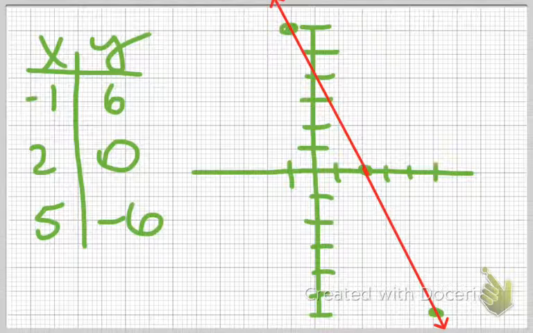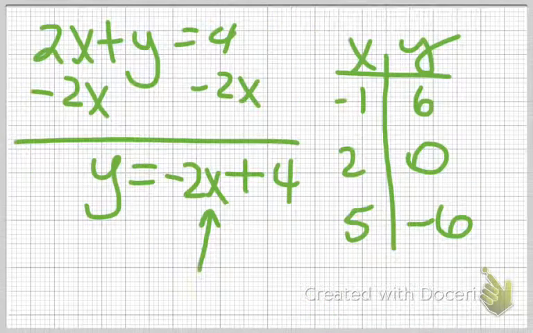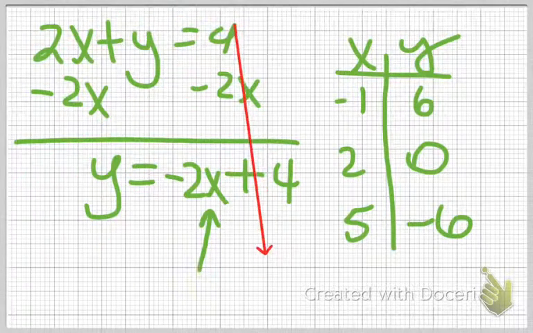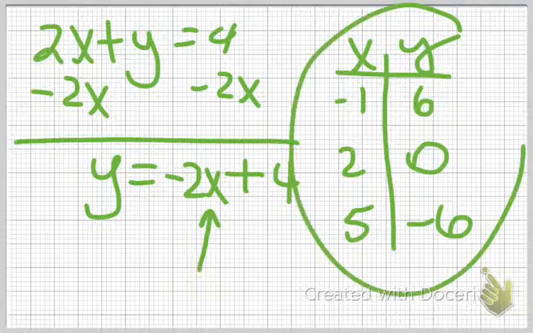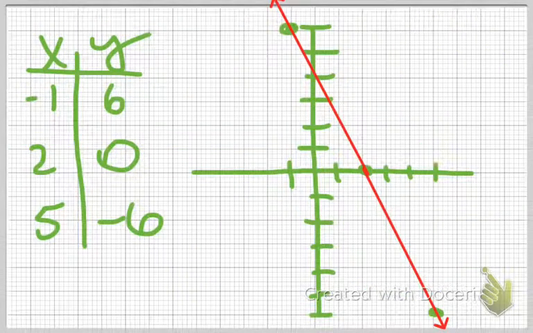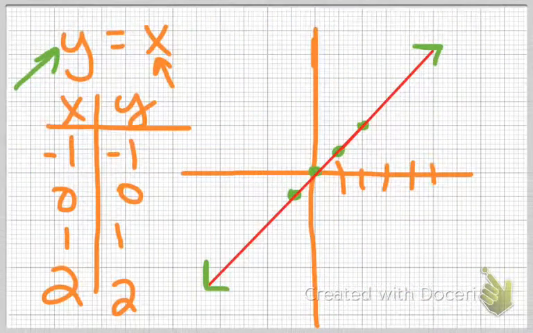Not that bad. Now the last one was a little longer because we had to solve first, then find our numbers, and then graph. But it won't be that bad. You practice those, and then normally you're just going to find your ordered pairs and graph. All right.